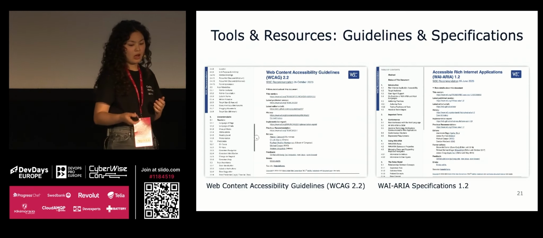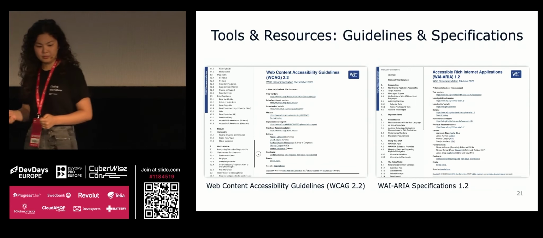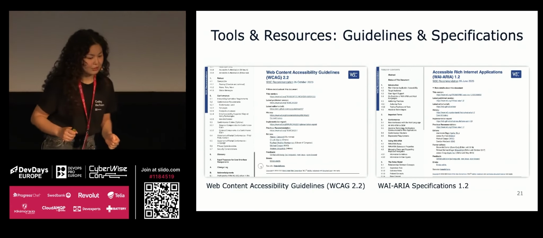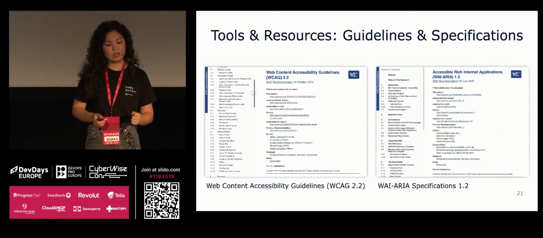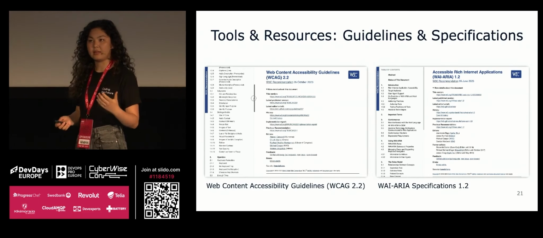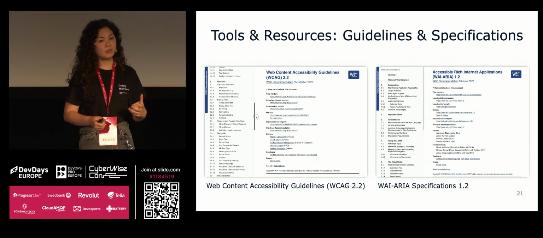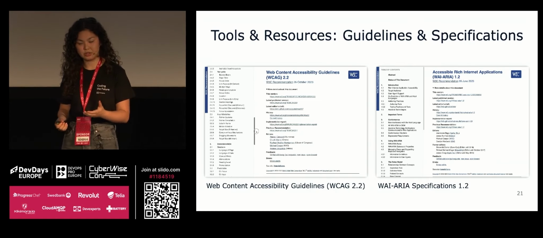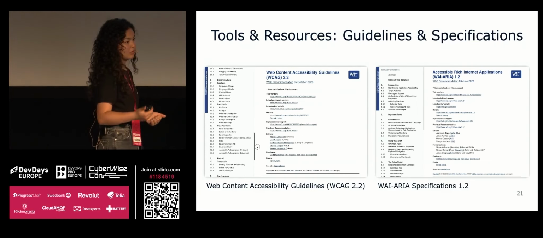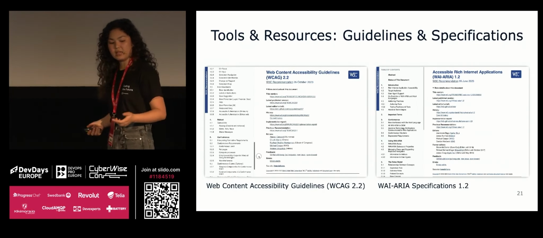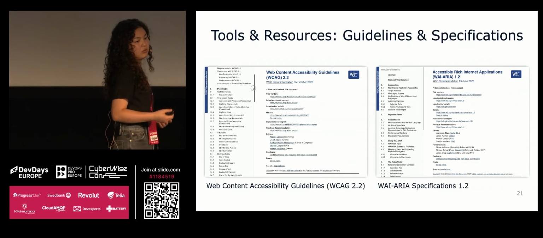And WAI-ARIA stands for Web Accessibility Initiative, and ARIA stands for Accessible Rich Internet Applications. So they include attributes that you can attach to your HTML elements, which makes them easier to be interpreted by assistive technologies such as screen readers. These attributes can define roles like button, menu, and alerts. They can define states like disabled or checked, or even properties like a value, label, description.